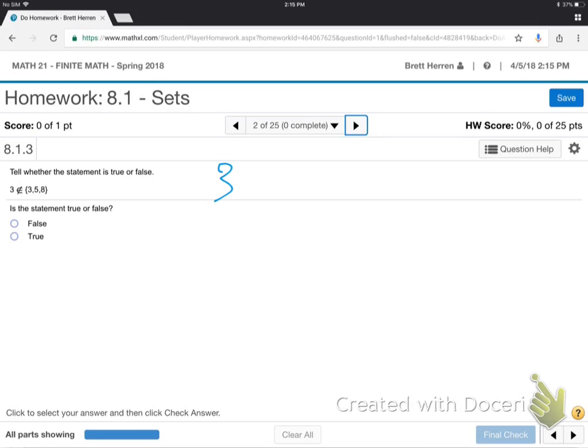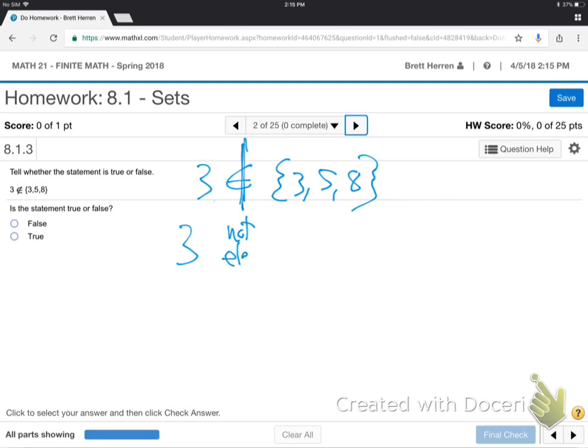Okay, that one says 3, 5, and 8. So is that a true statement or a false statement being said up there? Well, what does it mean when there's a slash through a symbol, do you think? Not, right? It means opposite. So here's the words they're saying. 3, and what is that? It means not element, right? Not element of that. They're saying 3 is not an element of that set.